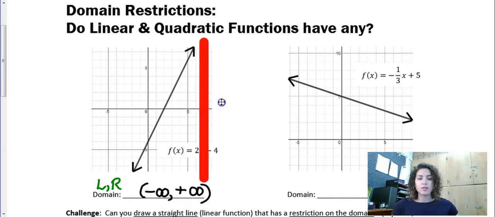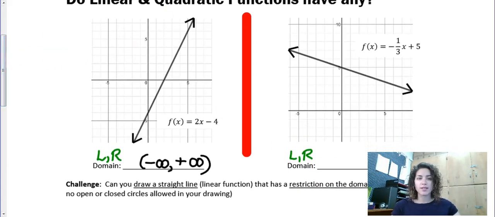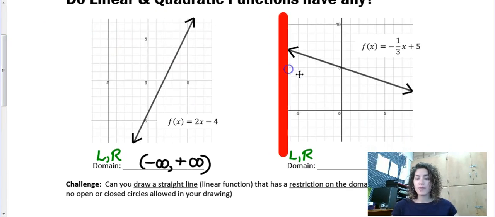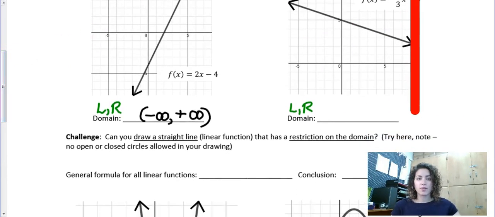On your own, please use your pencil and find the domain of this second line. Again, left and right. And I'm hoping very quickly we're saying, hey, check this out. Same thing when I come in from the left, and then when I come in from the right, I hit arrows in both directions. So for this line, it will also be -infinity to positive infinity.